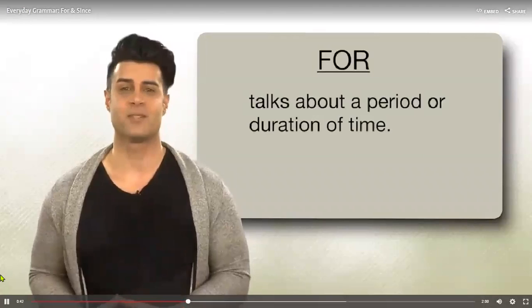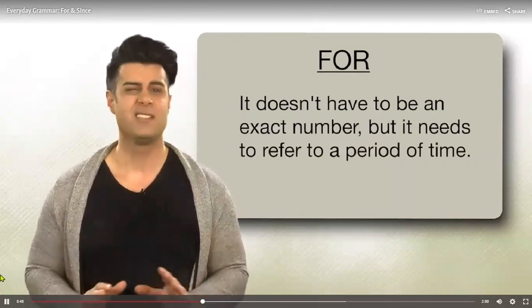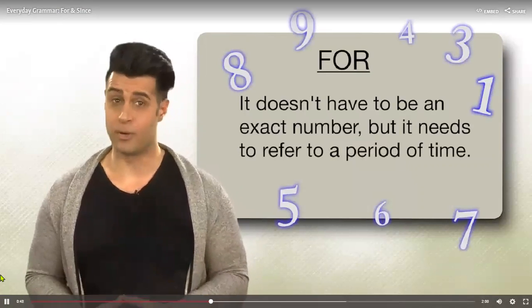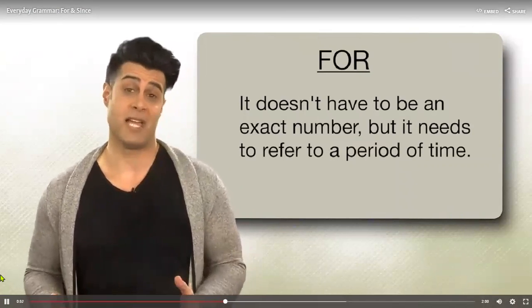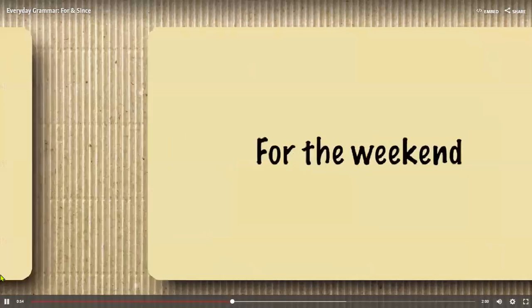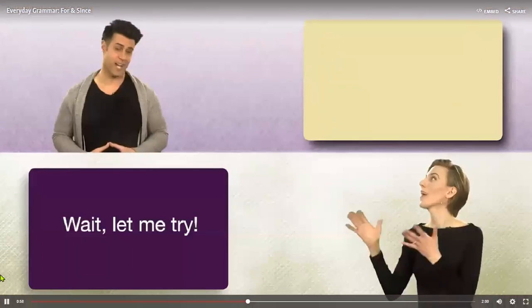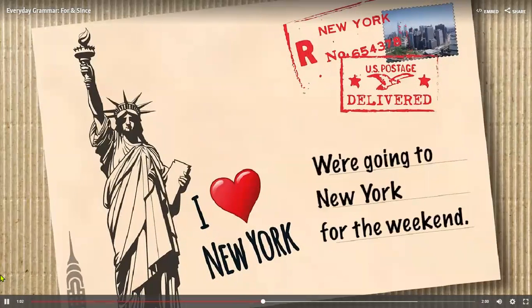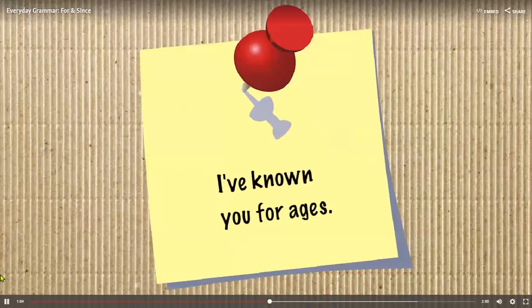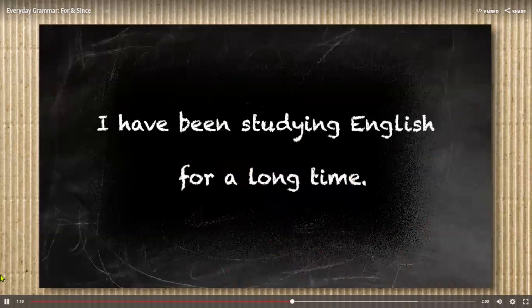For talks about a period or duration of time. It doesn't have to be an exact number, but it needs to refer to a period of time, like for the weekend, for ages, or for a long time. Wait, let me try. We're going to New York for the weekend. I've known you for ages. I have been studying English for a long time.